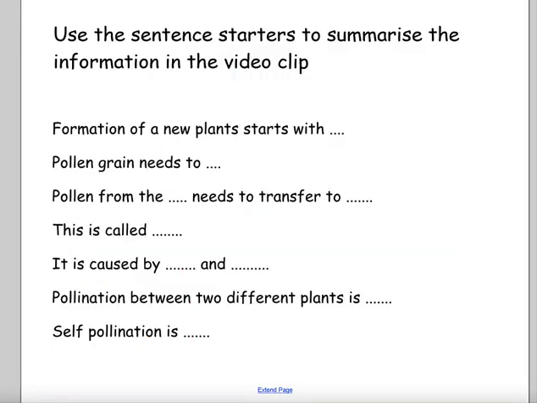The next part of this video is going to be a little video clip from Bite Size. You need to use that video clip to summarise the information on how pollination occurs and what needs to happen in pollination. So pause the video now in order to write these sentence starters down. Once you've written the sentence starters, continue playing the video and see if you can complete them to summarise pollination and how it occurs and the two types of pollination.